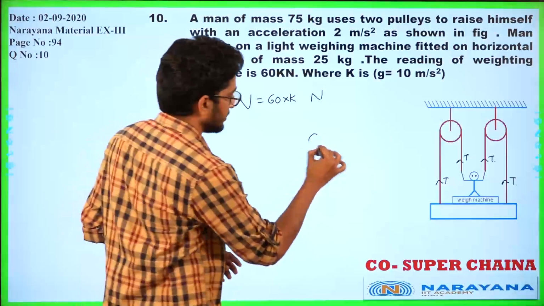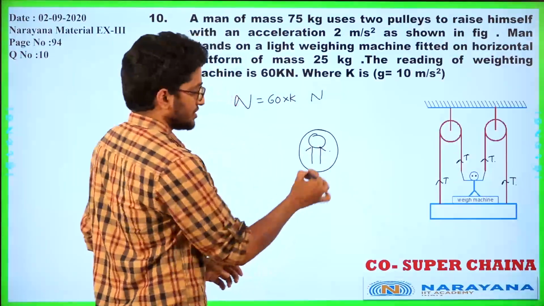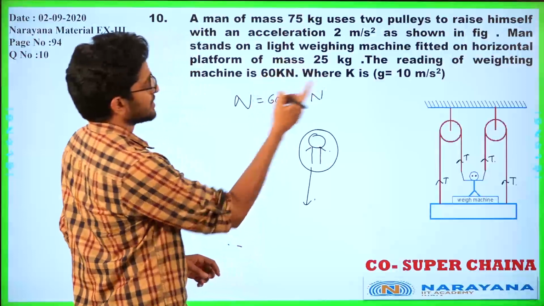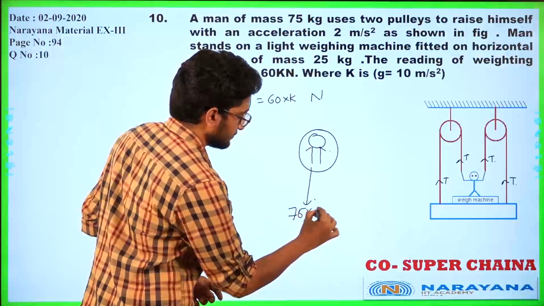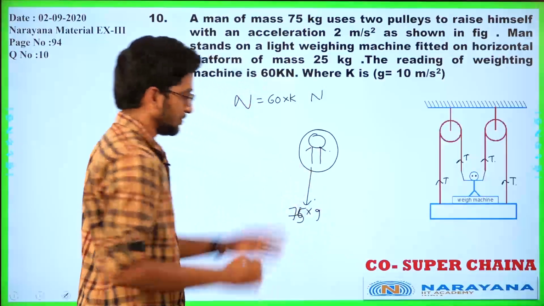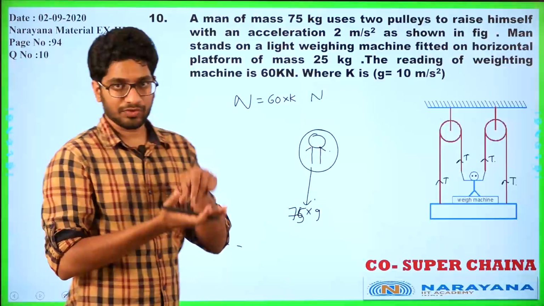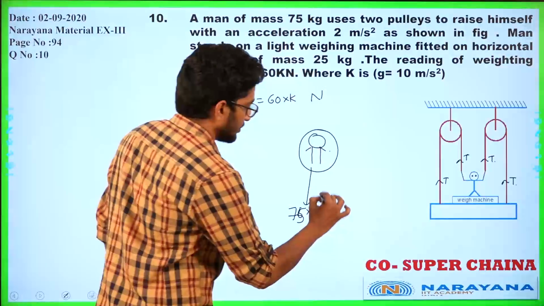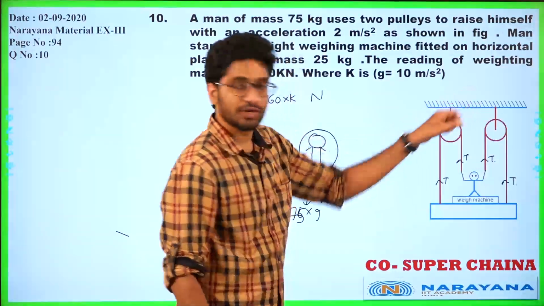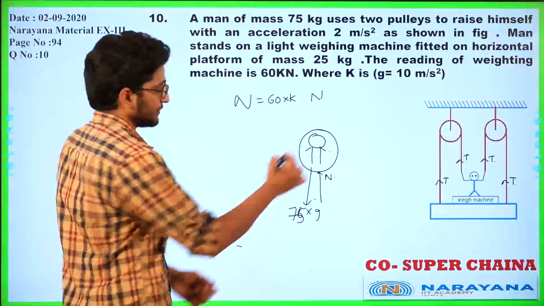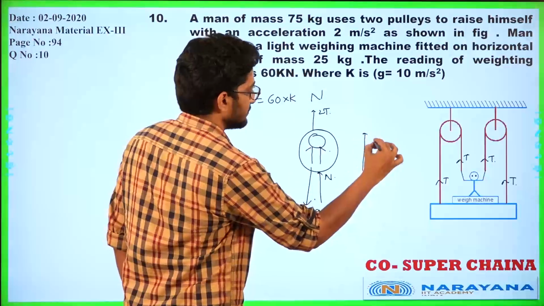So what are the forces acting on him? The forces acting on him are his own weight. His mass is given as 75 kg, so his own weight is 75 into g. Okay. His own weight is mg acting downwards, and because he is standing on something, he will have a normal force, a contact force. So that contact force acts on him in the upward direction. And what else? 2 tensions are acting on him in upward direction, the ropes are pulling him. So there is 2T here. And finally he has an acceleration of 2 upwards.